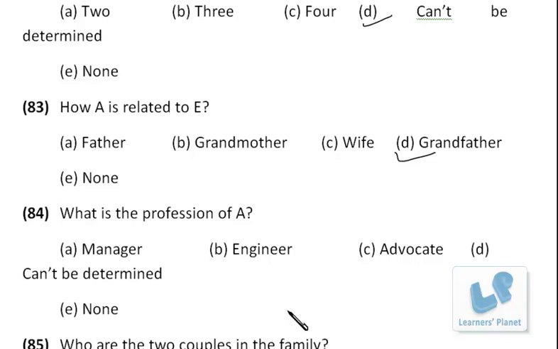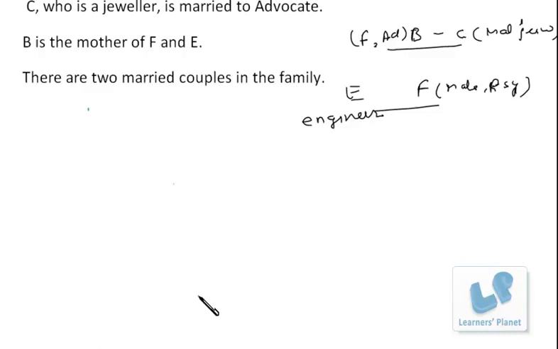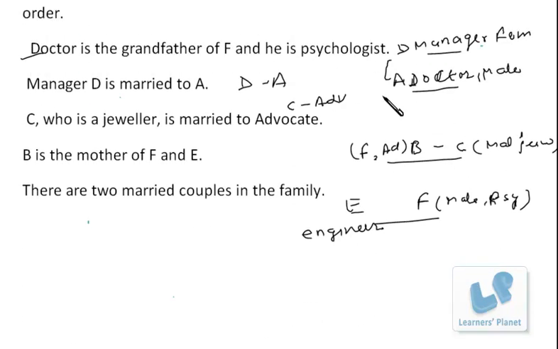So A is a doctor, which is not there. So it's none of these. Then who are the two couples in the family? So who are the two couples? That is A and D and B and C.